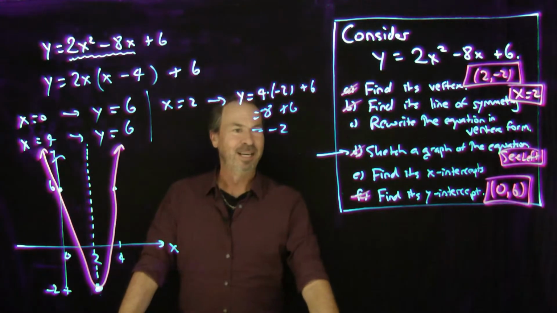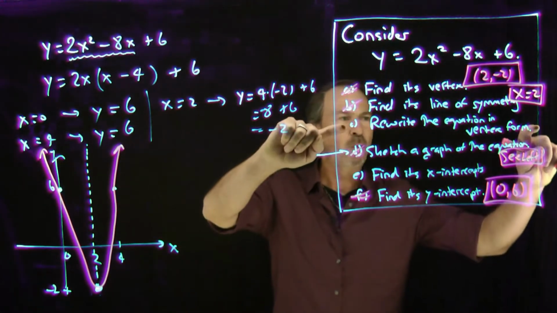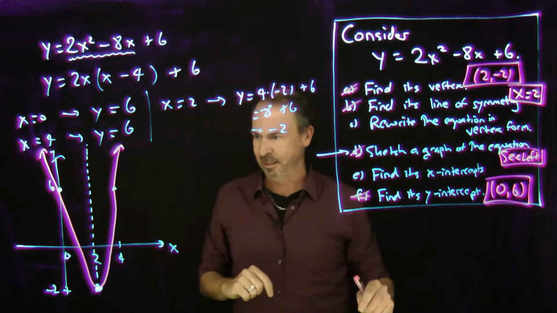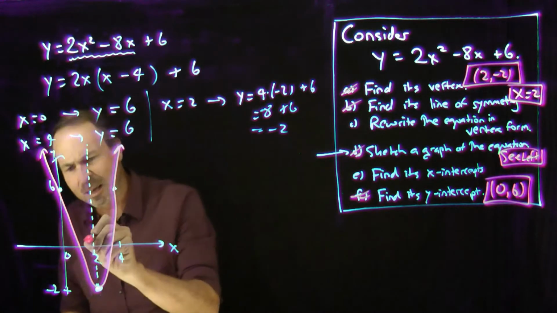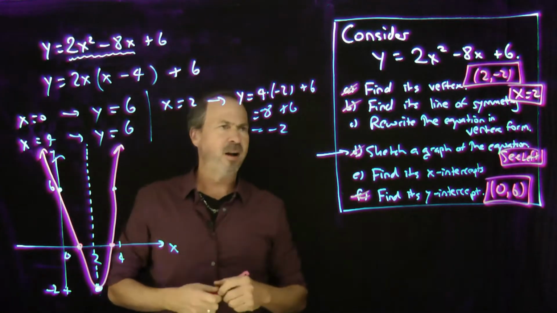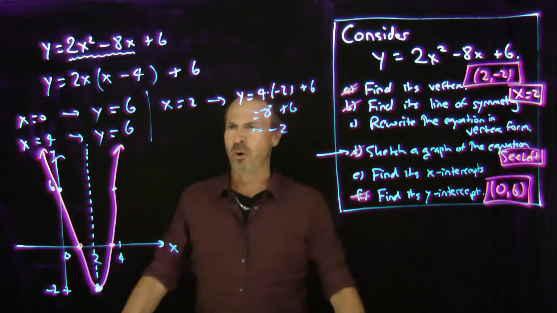I love it. What else can we do? I'll rewrite the equation in vertex form and find its x-intercepts. All right, which of those seems easiest? Oh, well, the x-intercepts is where it crosses the x-axis. That's where y is 0. And rewrite the equation in vertex form.